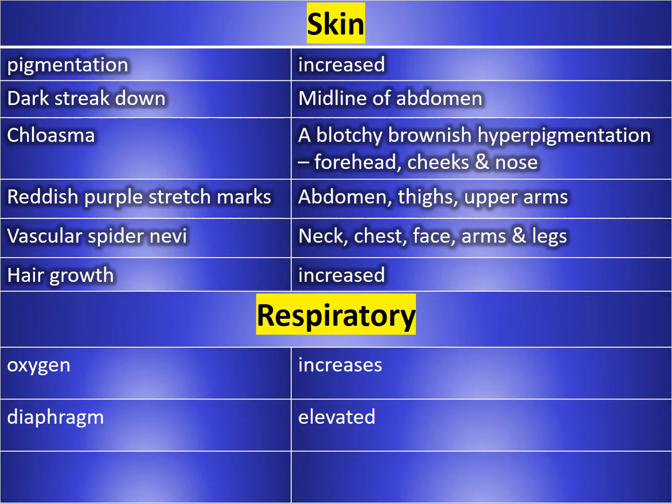In the respiratory system, the oxygen consumption increases by approximately 15% to 20%. The diaphragm is elevated because of the enlarged uterus, and the woman may experience shortness of breath. During pregnancy, a woman's pulse rate may increase about 10 to 15 beats per minute. The blood pressure slightly decreases in the second trimester, and the respiratory rate remains unchanged or slightly increased.